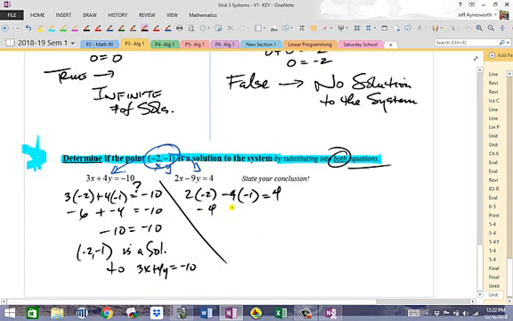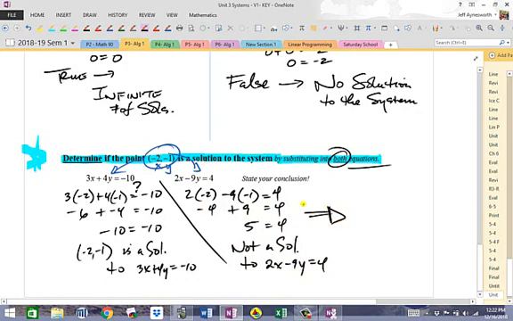So I got -4 here, I got 9 here. Does that equal 4? And the answer is no. 9 minus 4 is 5. And so it's not a solution to this equation right here, 2x minus 9y equals 4. So what this tells me, I have to state my conclusion here: if it's not a solution to both equations, which it's not, because it's a solution only to the first one, then it's not a solution to the system.